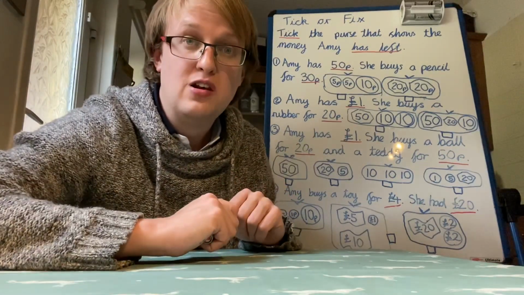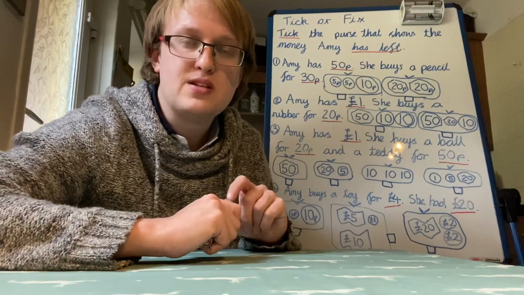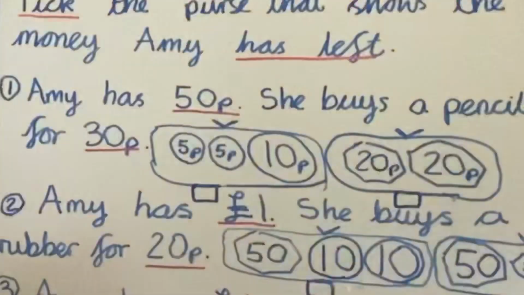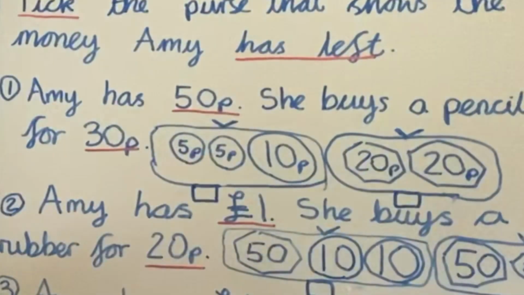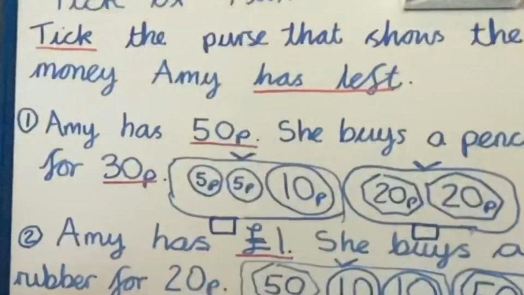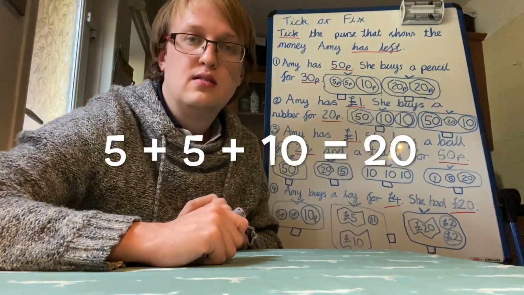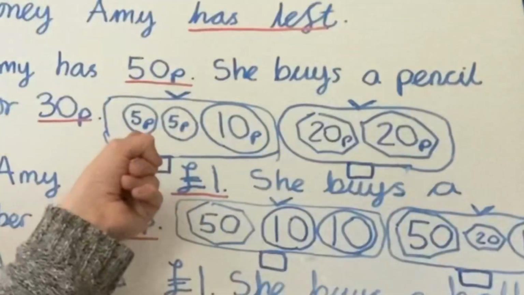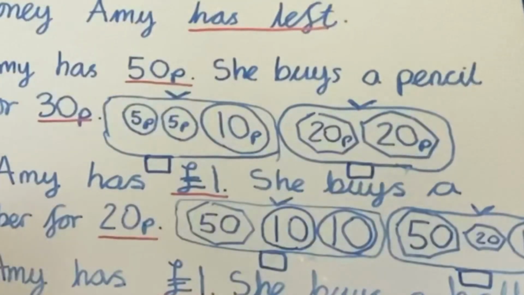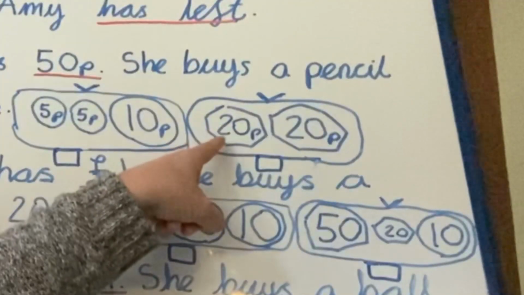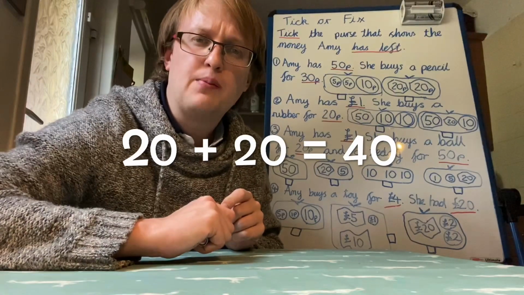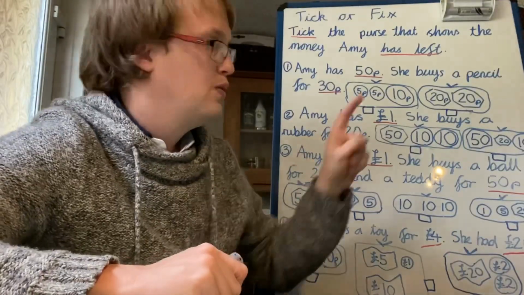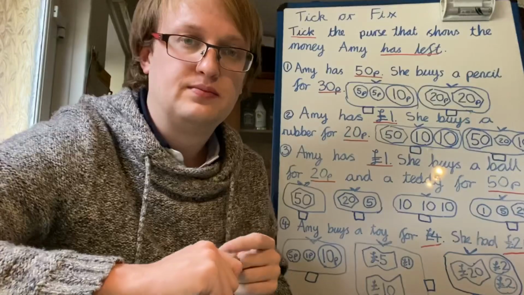Step 3, look at the purses and see how much money there is in each. Here we have 5p, 5p, that's 10p, add 10, 20. There's 20p in this purse. In this purse we have 20p, add 20p. There's 40p in that purse. Step 4, which one is the right answer?